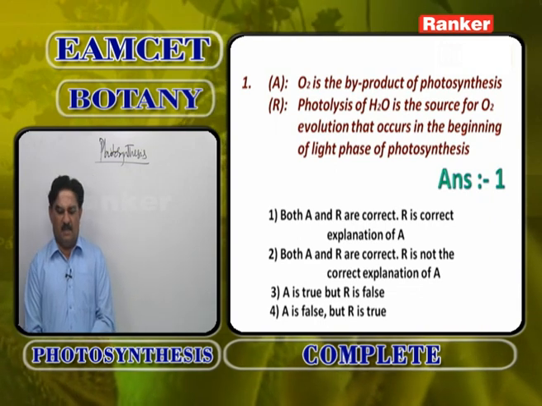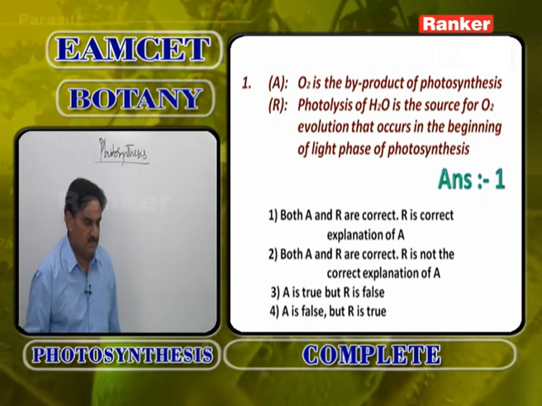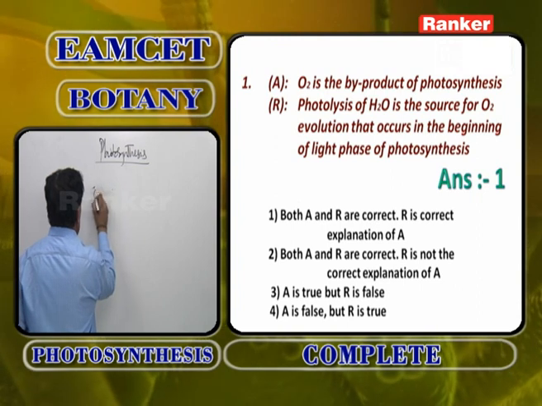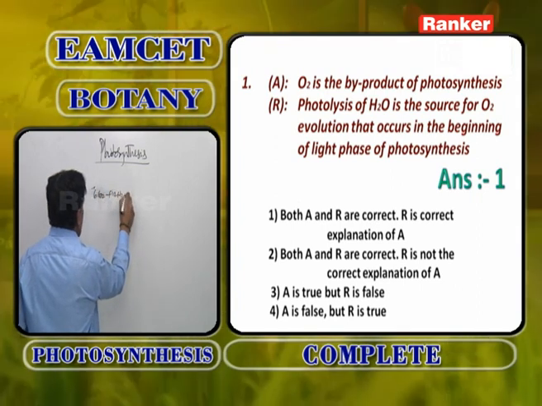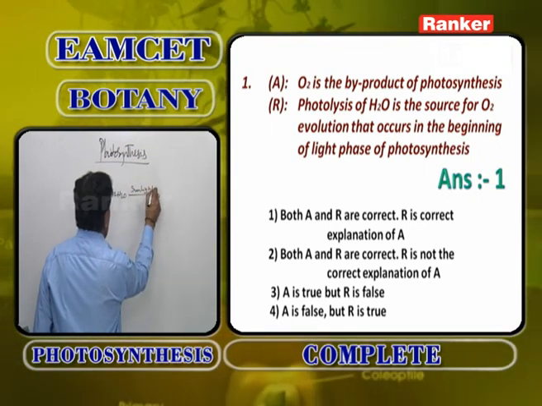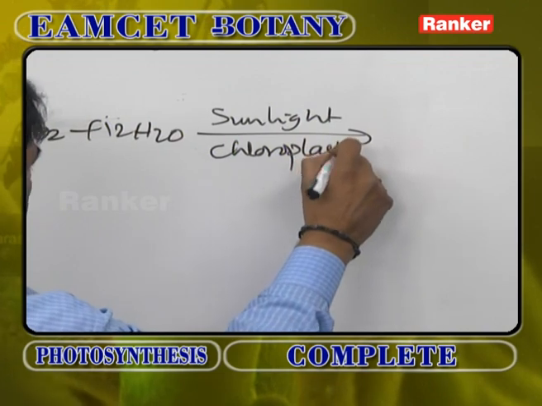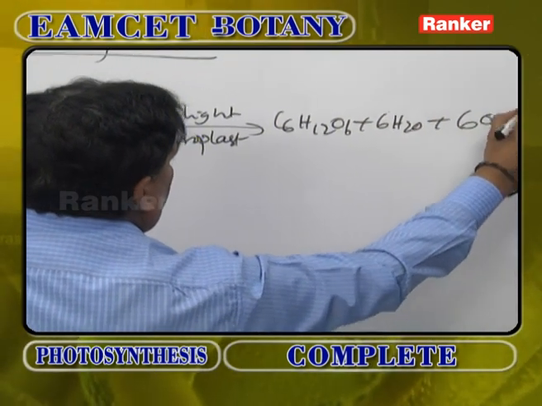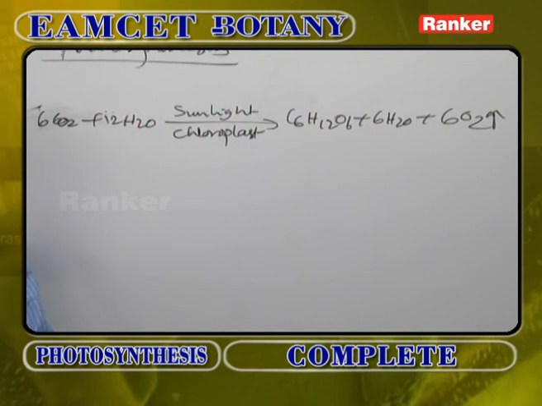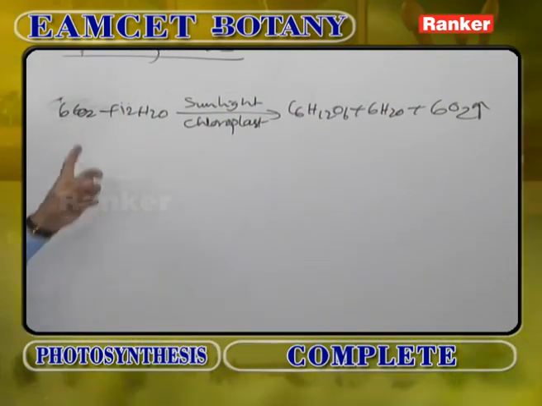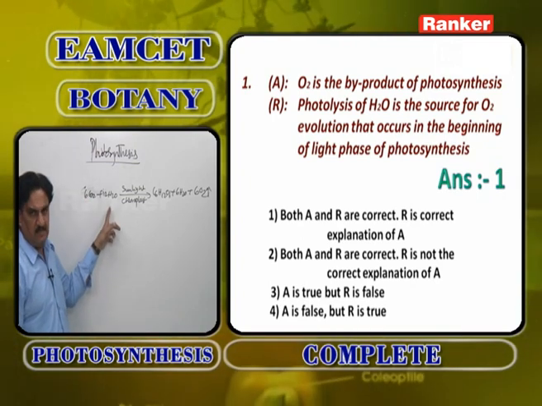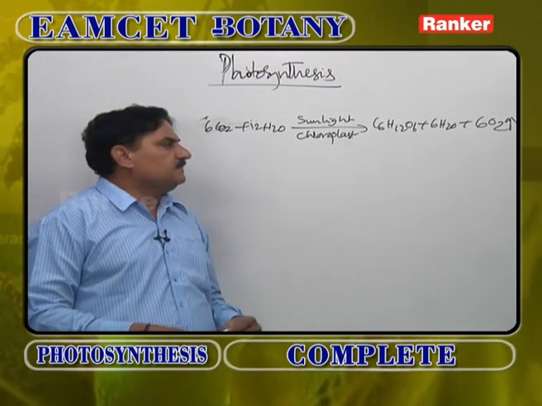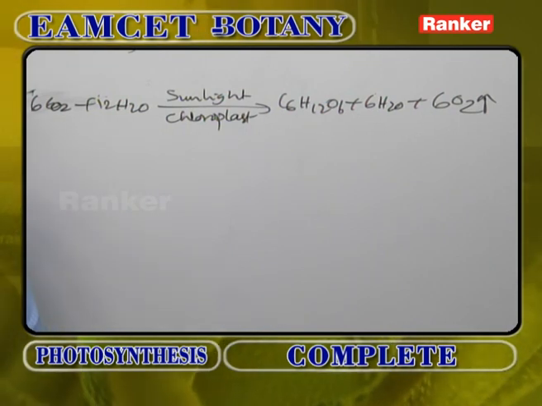This is an assertion: oxygen is the byproduct of photosynthesis. Whenever photosynthesis takes place, 6CO2 plus 12H2O in the presence of sunlight and chloroplast as site gives C6H12O6 plus 6H2O plus 6O2. So oxygen is the byproduct of photosynthesis, correct, because the ratio of carbon dioxide and water is 1:2, 6 carbon dioxide and 12 H2O. In the presence of sunlight and chloroplast as site, glucose is formed, metabolic water is formed and oxygen is liberated.